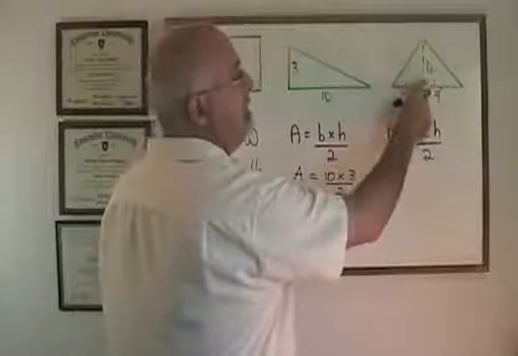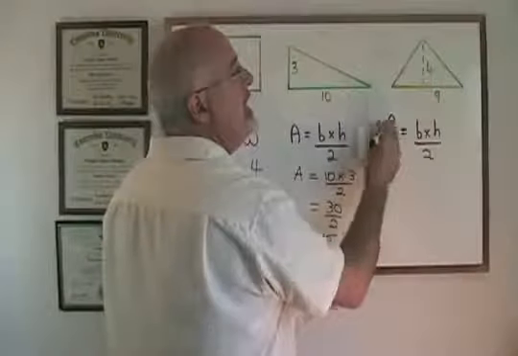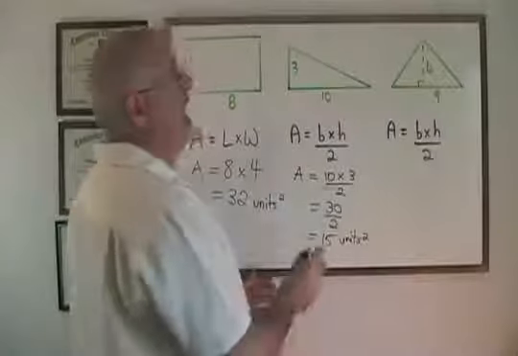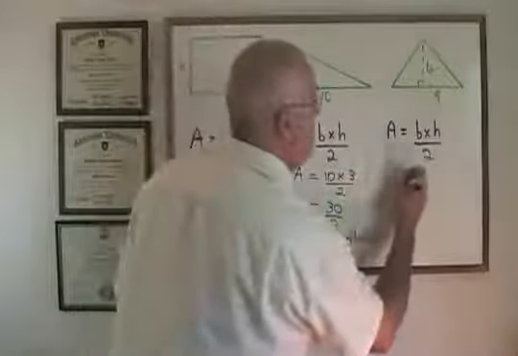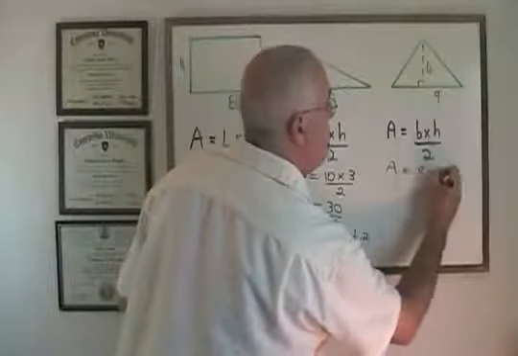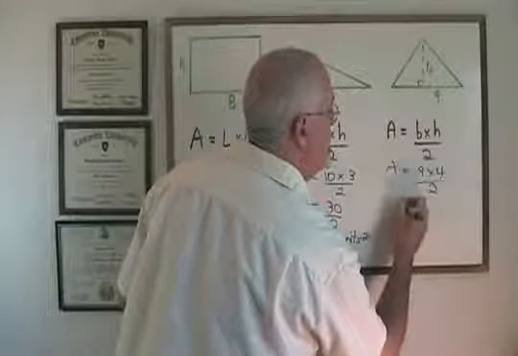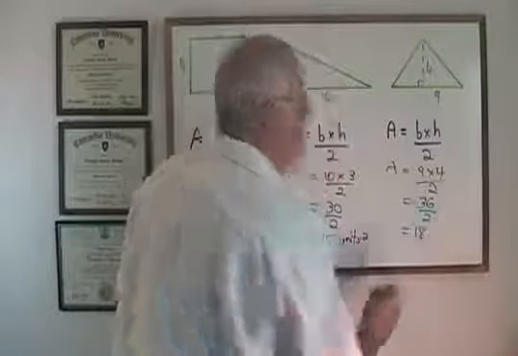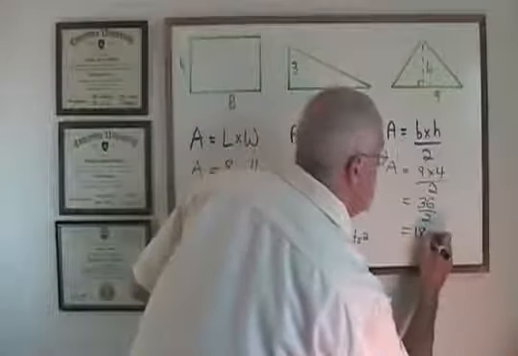So we have been given the information with a little dotted line that we have a height of 4. And we can fill in our formula. Area equals 9 times 4 over 2, which is 36 over 2, which is 18. And again, the unit is units squared.